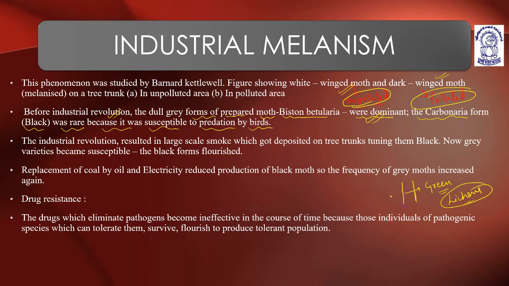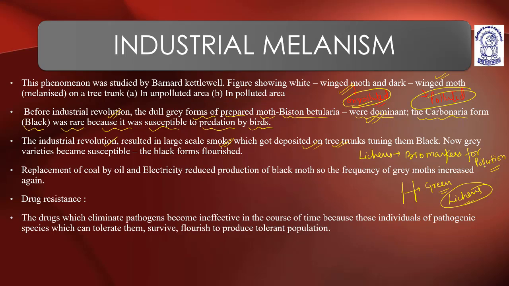Now the industrial revolution resulted in large scale production of smoke and exhaust, which got deposited on the tree trunks. Lichens are biomarkers for pollution, right? So because of the large amount of smoke, the color of the lichens actually changes.